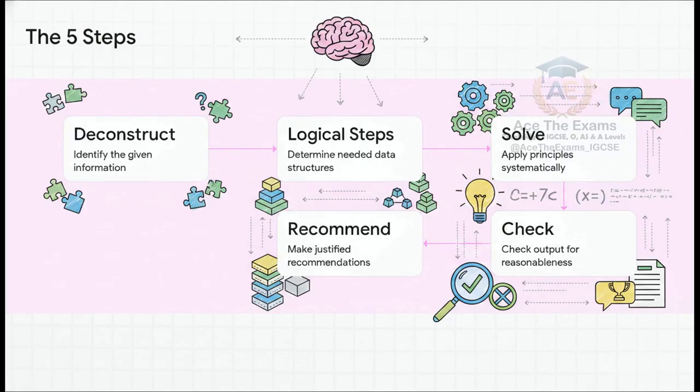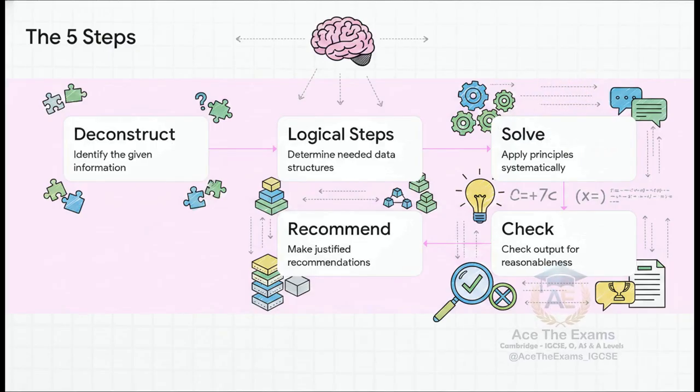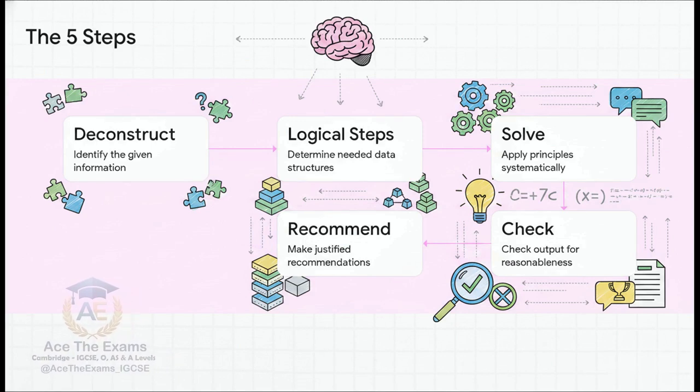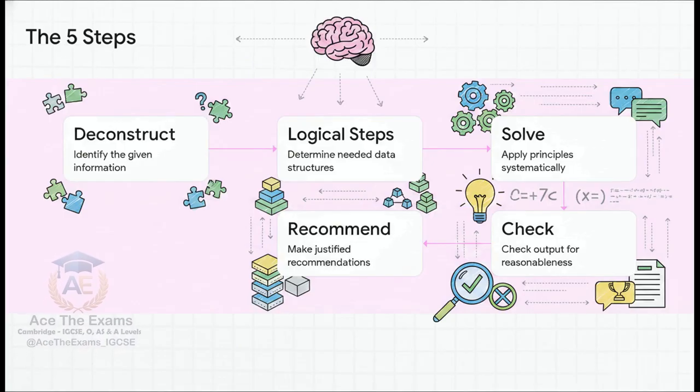It's a 5-step system. Step 1. Deconstruct the given information. Strip away the fluff and find the core variables. Step 2. Break it into logical steps by determining exactly what data structures you need. Are we using an array, a linked list? Step 3. Solve systematically by applying relevant programming principles and executing your analysis with crystal clear notation. Step 4. Check for reasonableness.